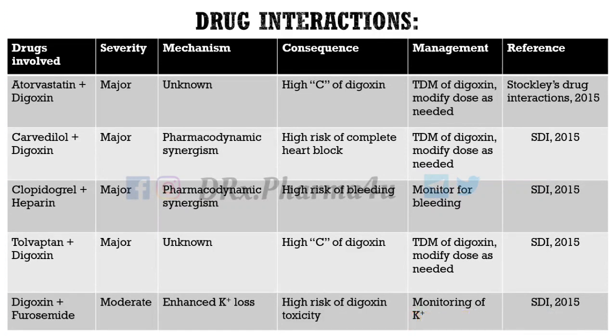Tolvaptan plus digoxin, if it is given, that also increases the plasma drug concentration of digoxin. So that can increase or exacerbate the side effects of digoxin. Digoxin, if it is given with furosemide, that can increase the loss of potassium. So that can precipitate hypokalemia. So that can also again increase the risk of digoxin toxicity. Potassium needs to be monitored.